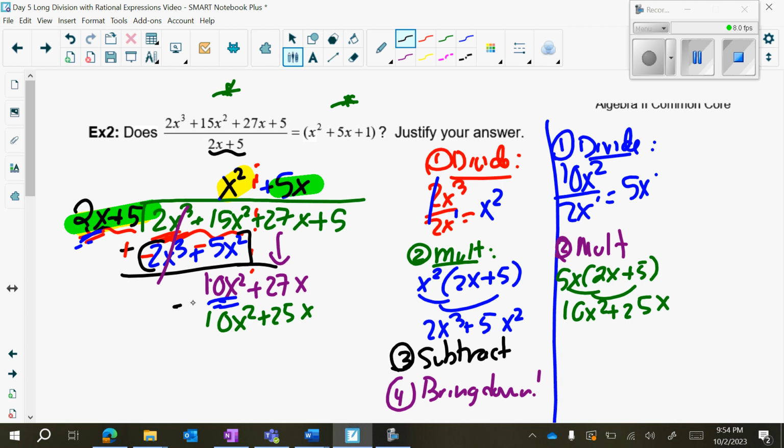Again, if you do it right, the x squared should be in line with each other, and the x is in line with each other. Now do the little bracket, and now change the signs, plus, minus, minus. Now we're going to cancel out the 10x squares, and 27x minus 25x is 2x. All right, do it again. Bring it down.